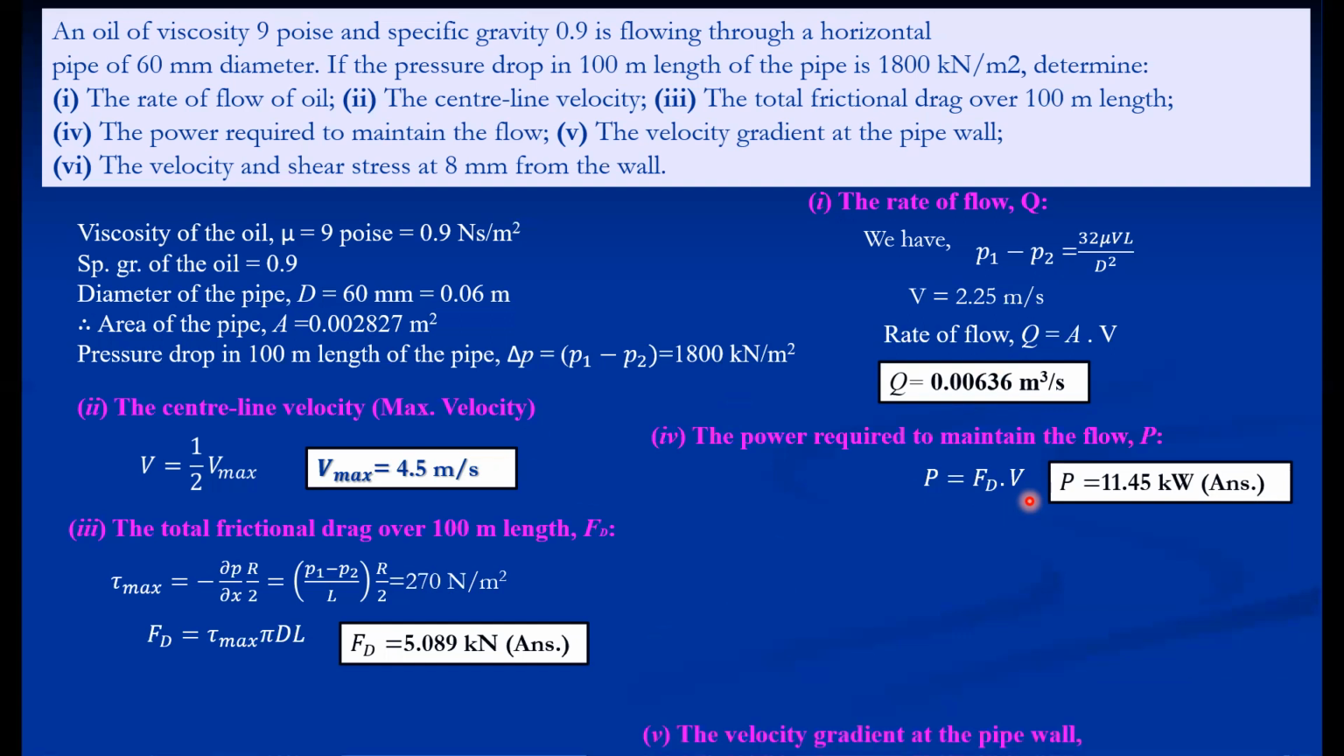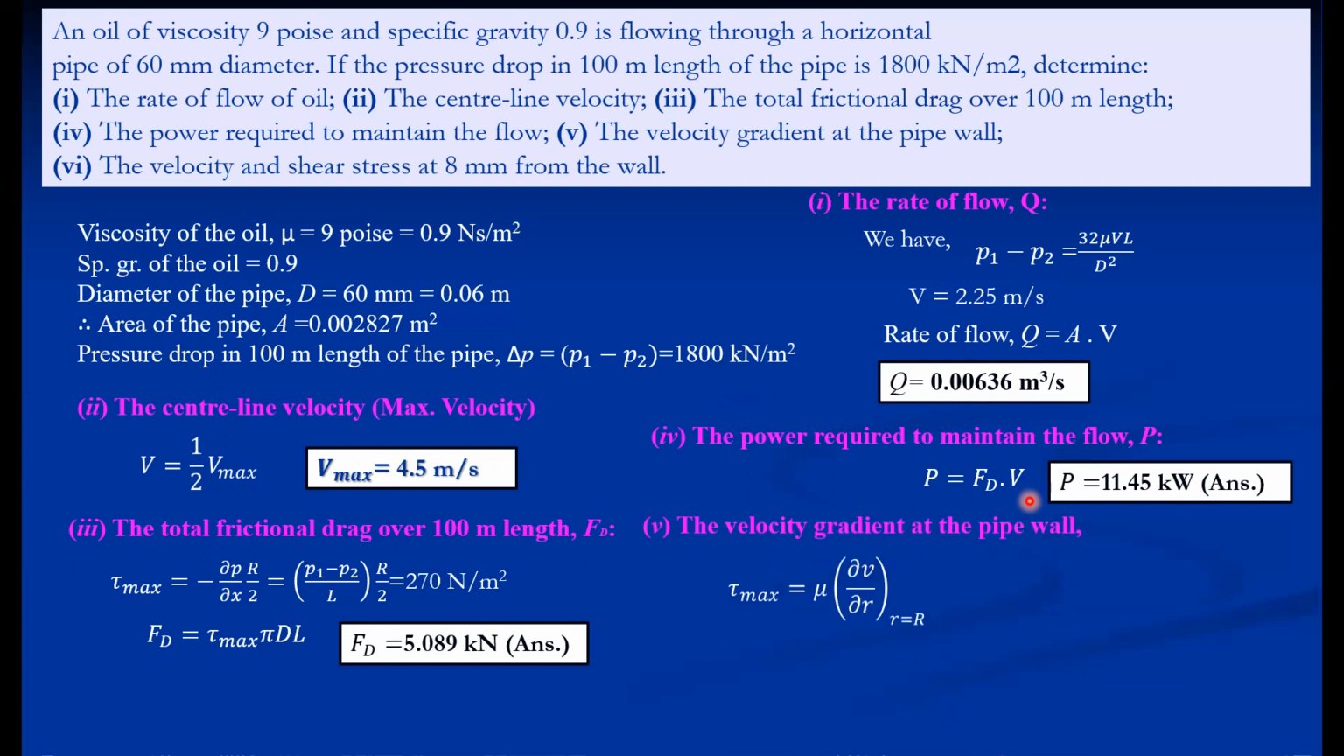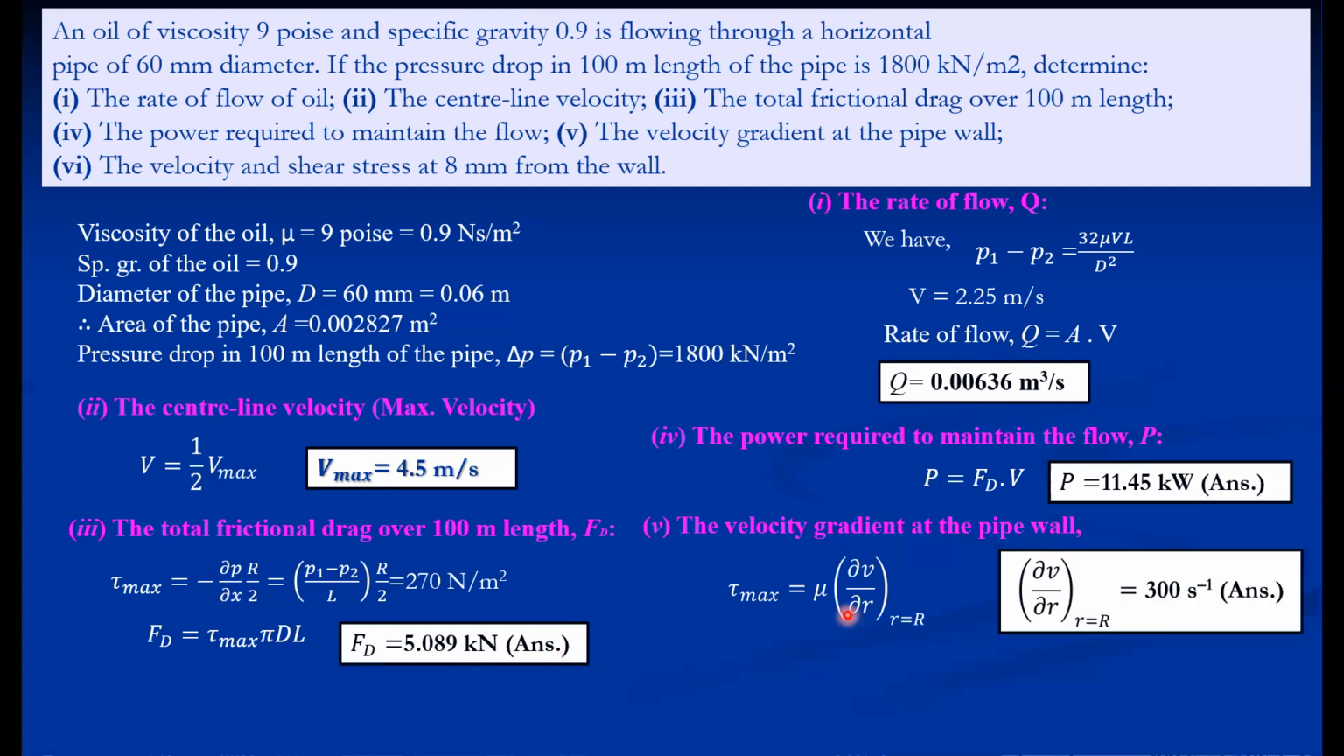Then the velocity gradient at the wall is obtained from the maximum shear stress. We apply Newton's law of viscosity, that is tau is equal to mu into dv by dr, at r is equal to capital R, that is at the wall. So this we have to calculate. Tau max is known to us, mu is known to us, we can calculate dv by dr at r is equal to capital R. And finally, the local shear stress and the local velocity.